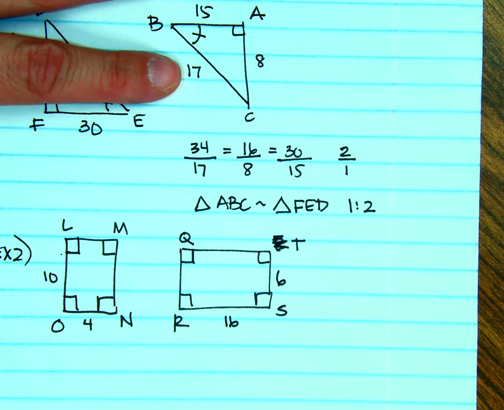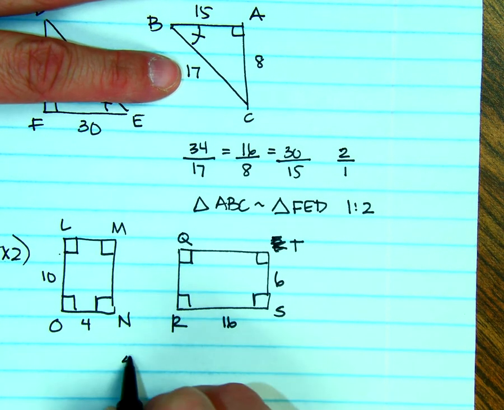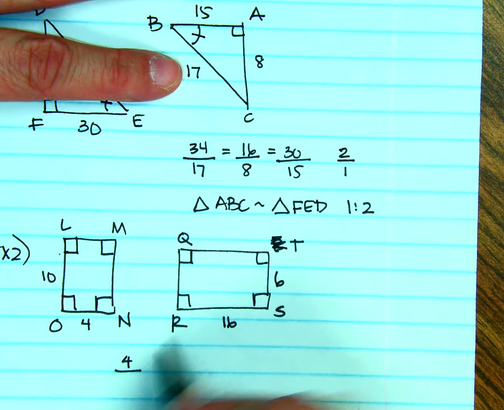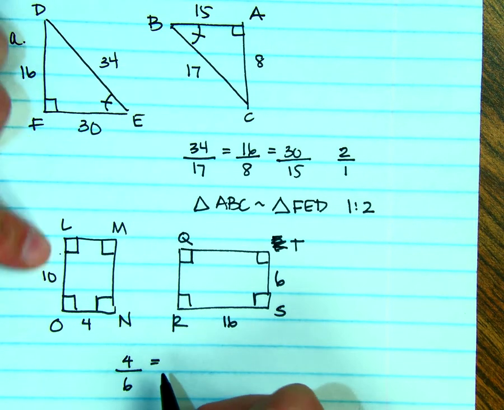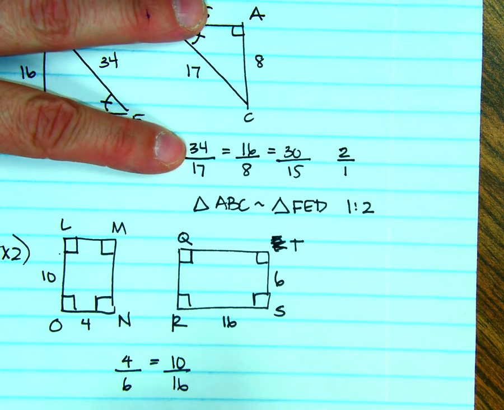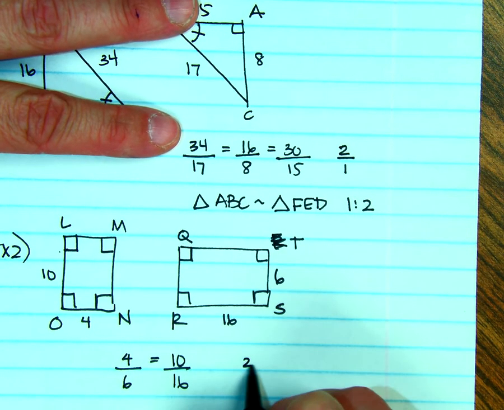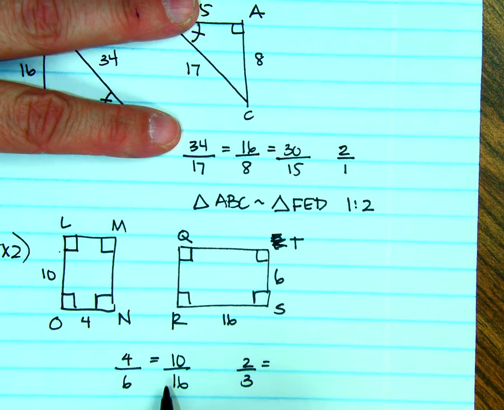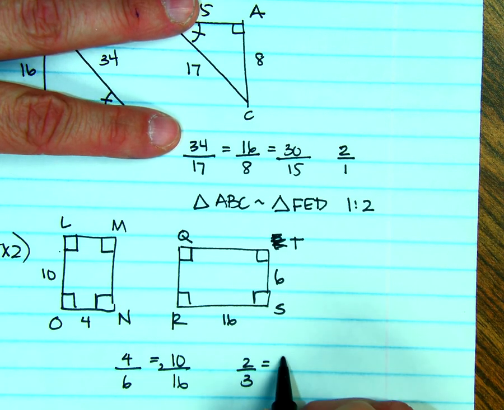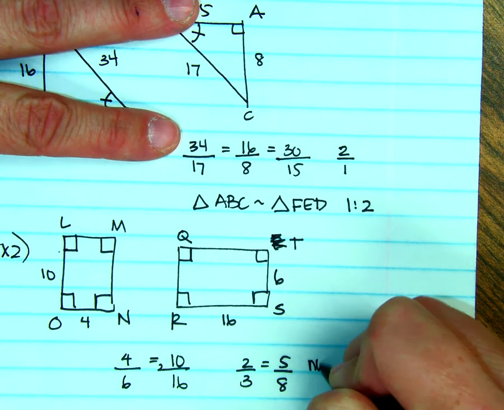So if I look at my short side of my rectangle and compare it to my other short side, and look at my long side and compare it to the other long side, see if they are congruent. So I can either use the reducing and get 2/3 equals, if I put a 2 into both of those, I get 5/8. These are not similar.